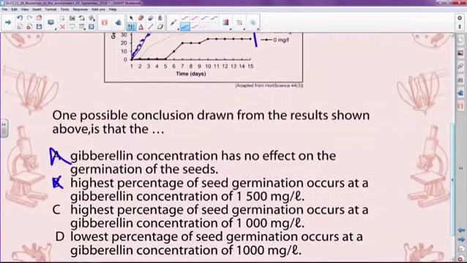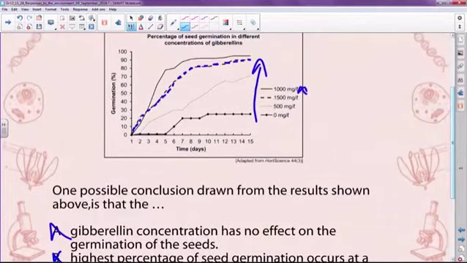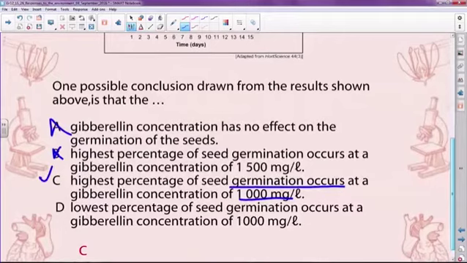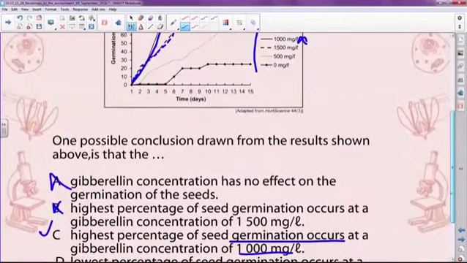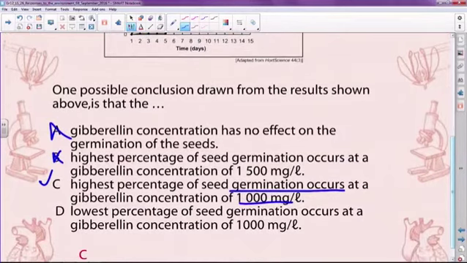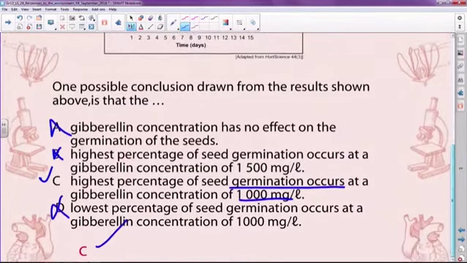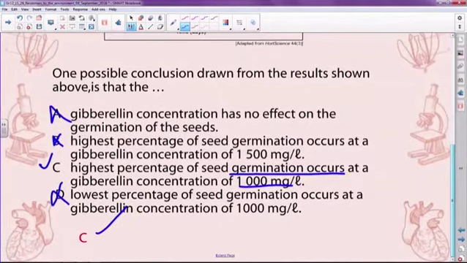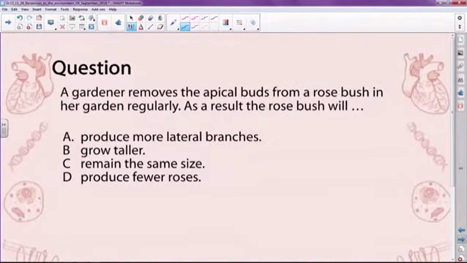If we look at number C, the highest percentage of seed germination occurs at the concentration of 1,000 milligrams. Let's see, 1,000 milligrams is a straight line, so that's definitely right. So it's definitely that one so far. And yes, you can see the answers there. The last one, the lowest percentage of seed germination occurs at 1,000 milligrams. It's not. We've just proven it's the highest. So of course, it's going to be C, and C's your answer. I'm sure you all got that. That was very quick.